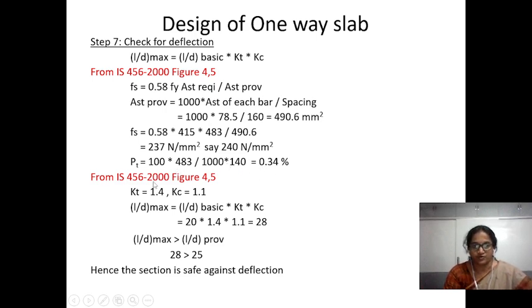From IS 456 figures 4 and 5 I have taken the value KT as 1.4 and KC as 1.1. So the values have been substituted in this formula. L by D maximum is equal to 20 into 1.4 into 1.5, I got 28. So L by D maximum should be greater than L by D provided, which I have taken in the first step. So 28 is greater than 25, hence the section is safe against deflection.